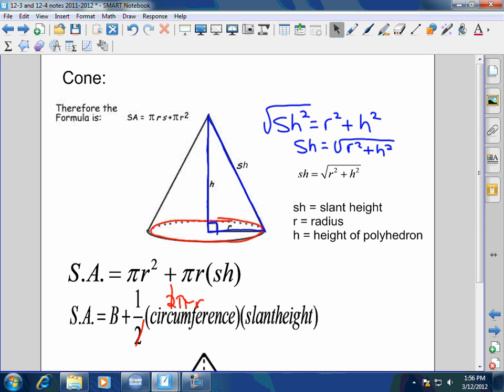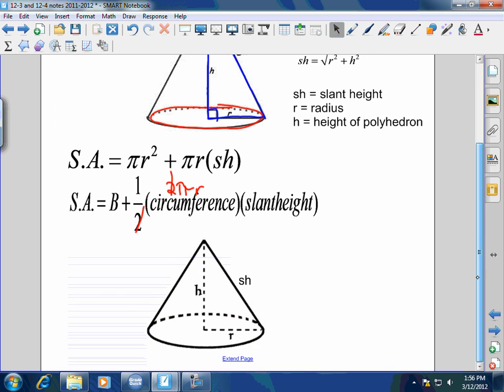Very simple. Please be aware that whenever you have the cone, you're going to be working with 3 values: the slant height, the height of the figure, and then the radius. Please be careful. Remember, the h is the height of the polyhedron, the height of the actual figure. Does that make sense, gentlemen?